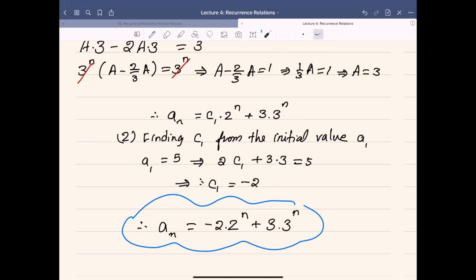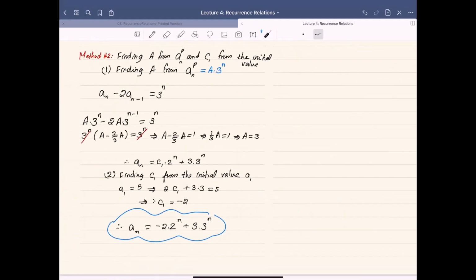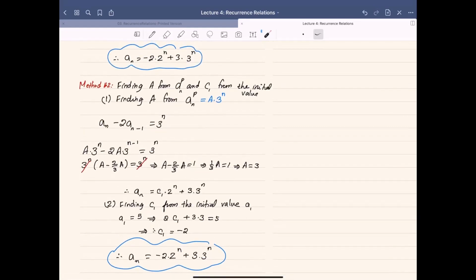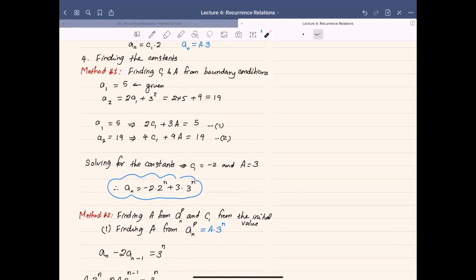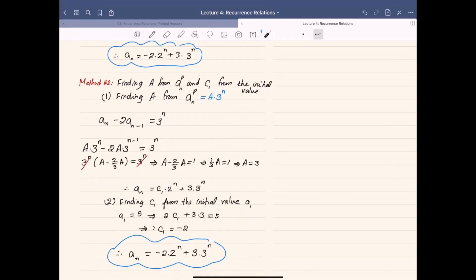Now if you ask from where did we get this equation? From here. If a1 is 5, n is 1, so you have c1 multiplied by 2 raised to power 1, which is 2c1, and 3 times 3 is 9, and it's equal to 5. And this will finish the steps. As you notice, we are using two methods for the constants, one from the boundary conditions and one by using the particular solution.